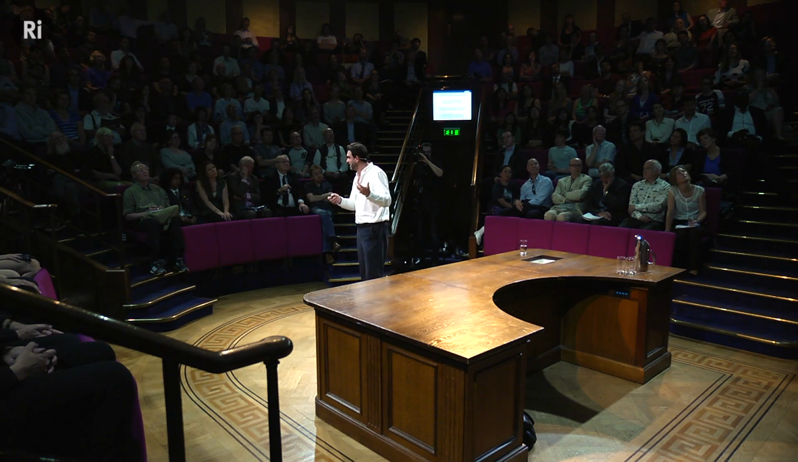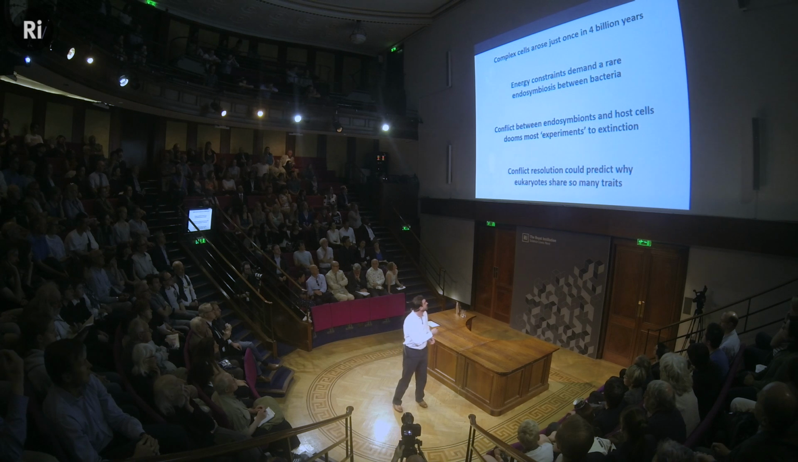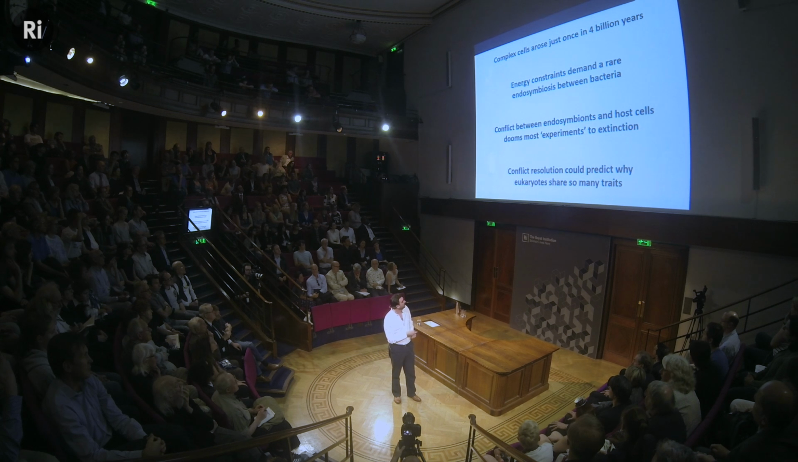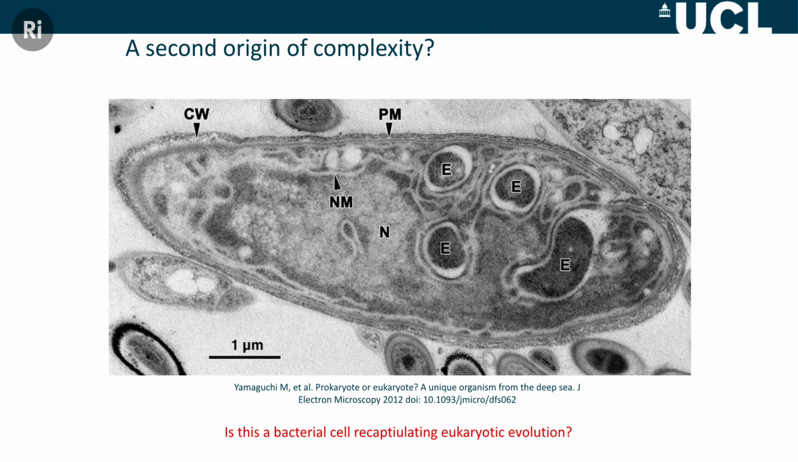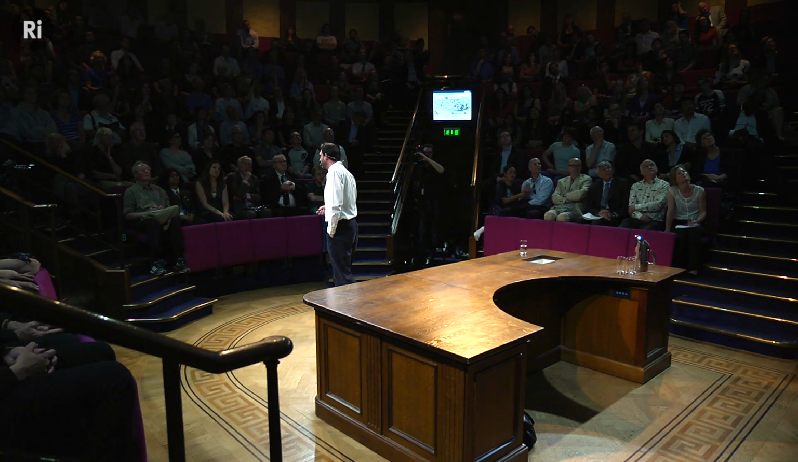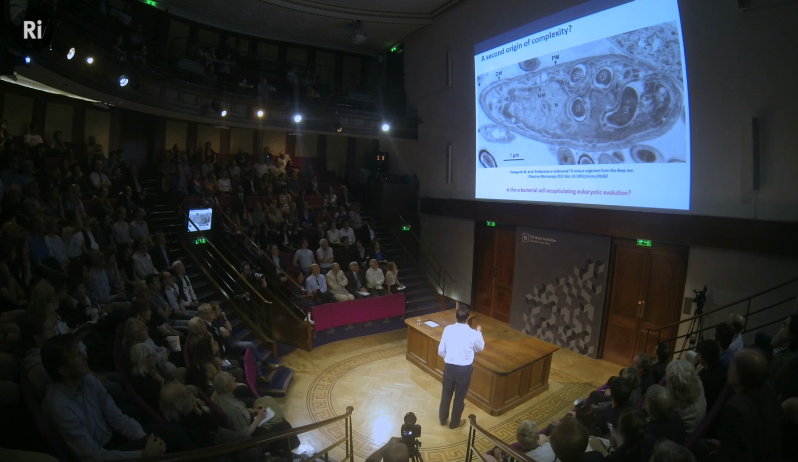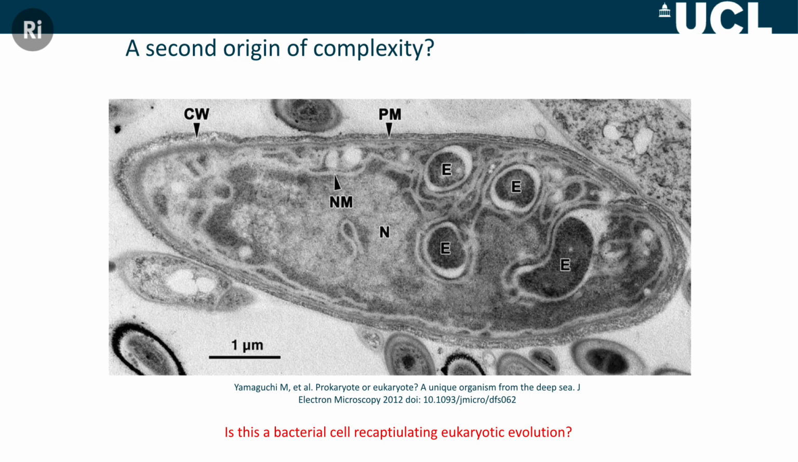And so we can begin to predict that the resolution to those conflicts may account for why all eukaryotes share so many similar traits. Now, I want to leave you with this. This was discovered, in case you think it's pessimistic that complex life only arose once in 4 billion years, maybe it's happening again off the coast of Japan. This was discovered about 5 years ago, and it's an intriguing title on the paper, "A Unique Organism from the Deep Sea. Prokaryote or eukaryote?" They don't know. I don't know. Nobody really knows, but let's have a quick look at it.